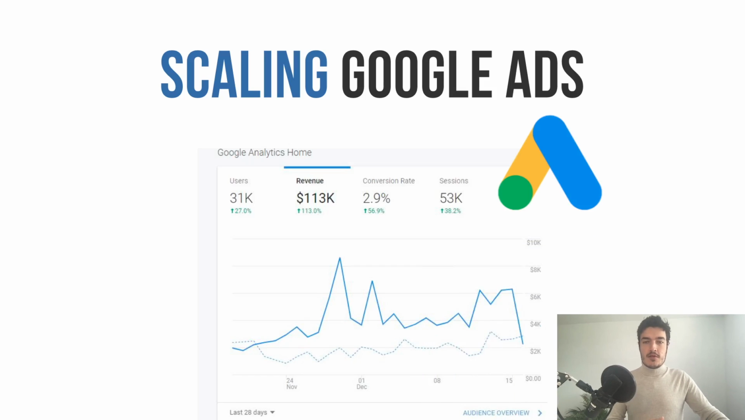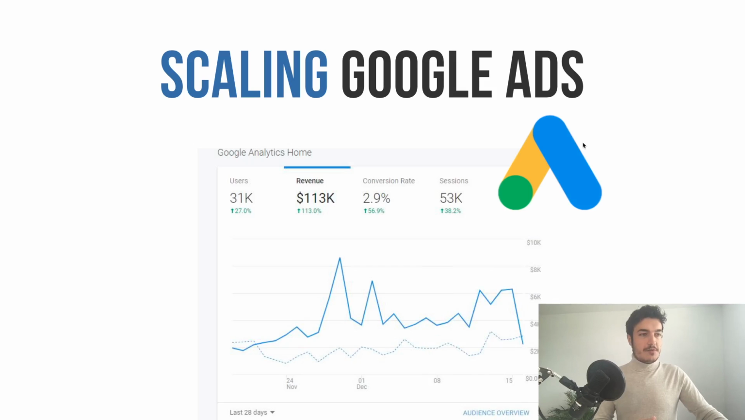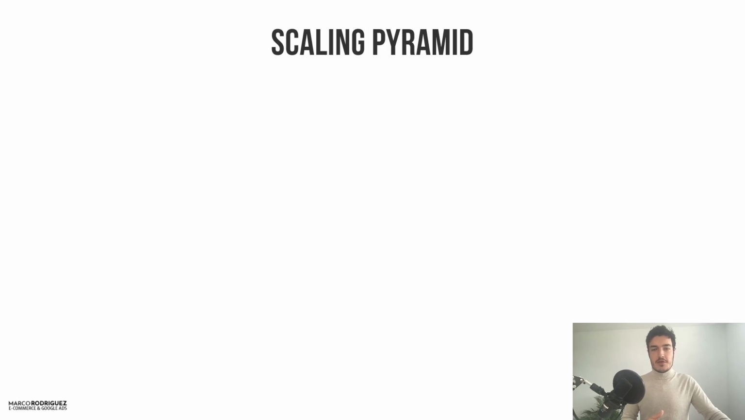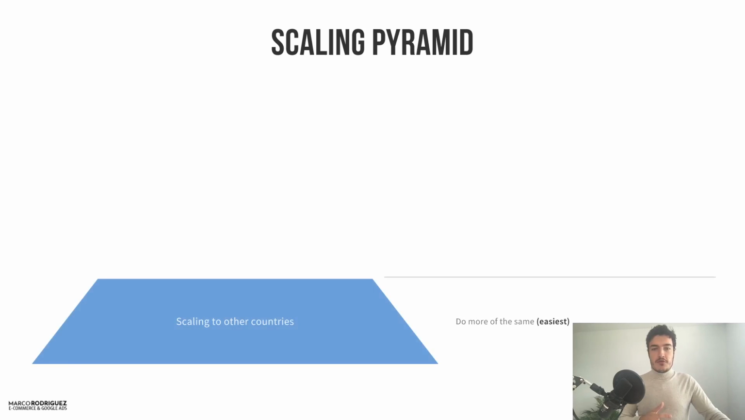So let me make myself a little bit smaller over here and start with something that I call the scaling pyramid. Probably I have to make myself a little bit smaller even, yeah. So let's start talking about the scaling pyramid. There are three general phases when it comes to scaling, of course, with a lot of details and a lot of additional things. But the first step should be scaling to other countries, if possible, of course.